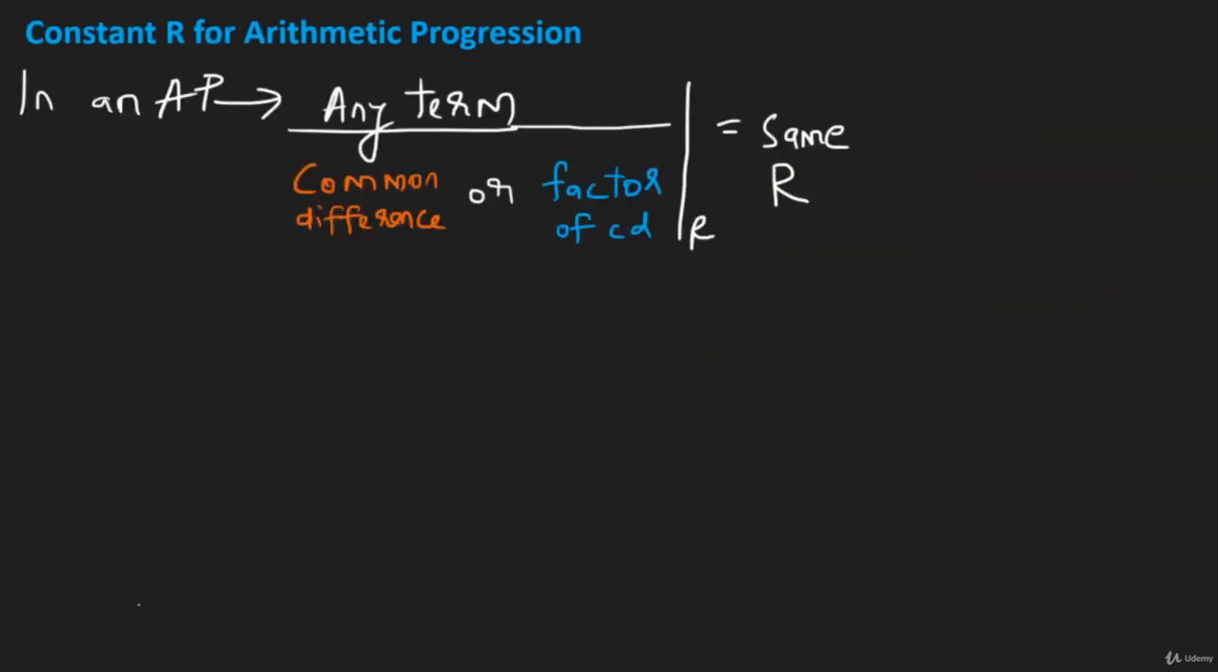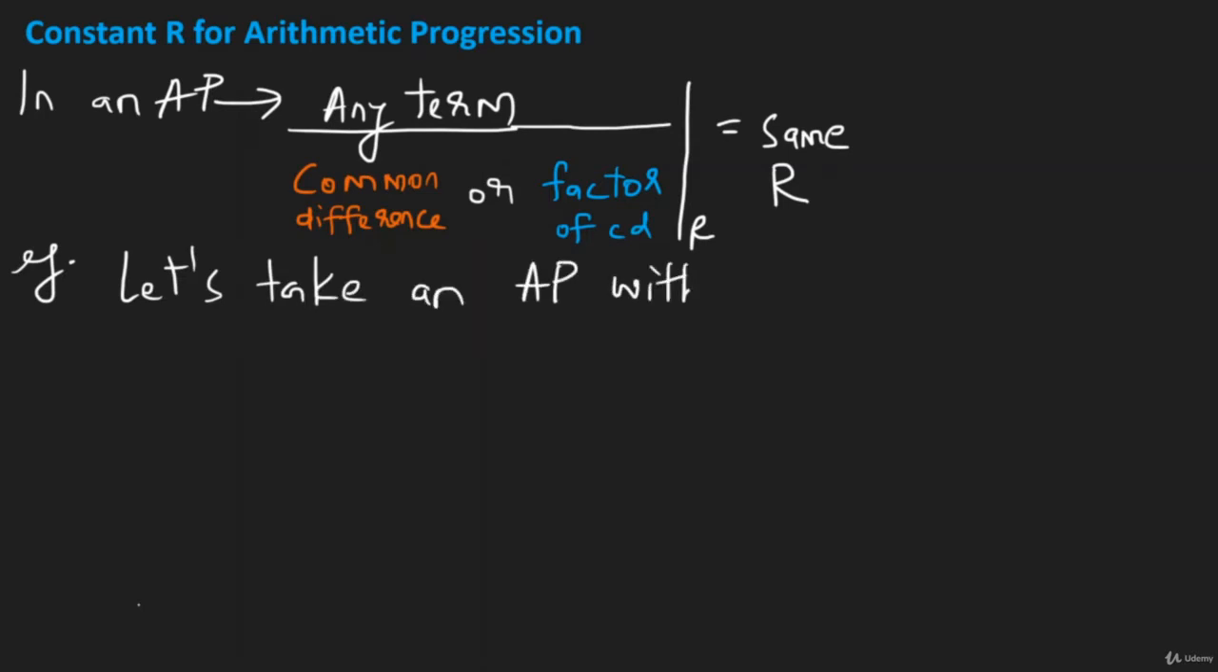Let's learn an interesting property with respect to remainders for arithmetic progressions. In any AP, if you take any term and divide that term either by the common difference or by a factor of the common difference, you will get the same remainder. This is a very useful property. Let's take an example to understand this better.